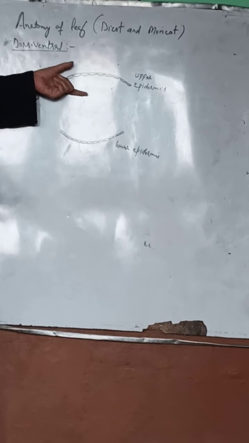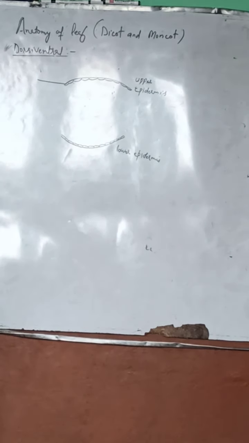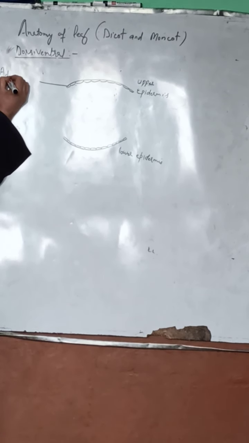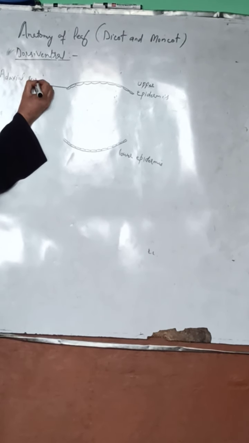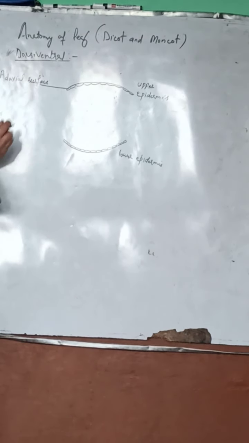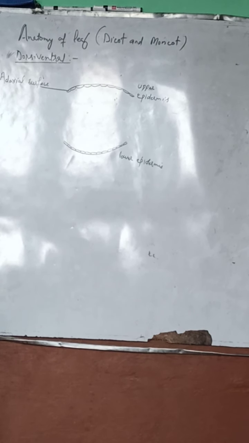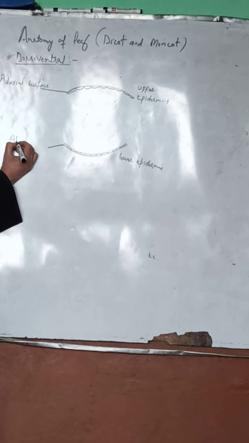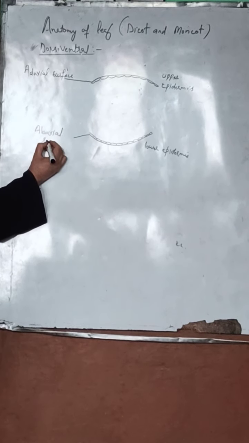This upper epidermis surface is called the adaxial surface. And this lower surface of the lower epidermis is called the abaxial surface.